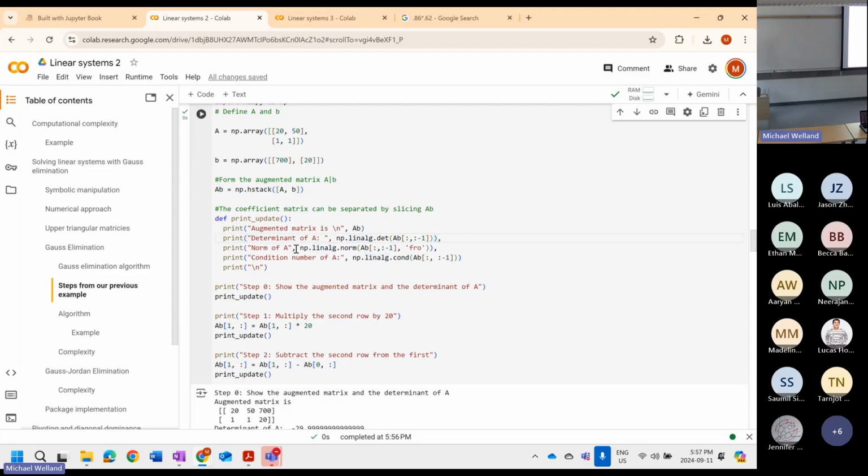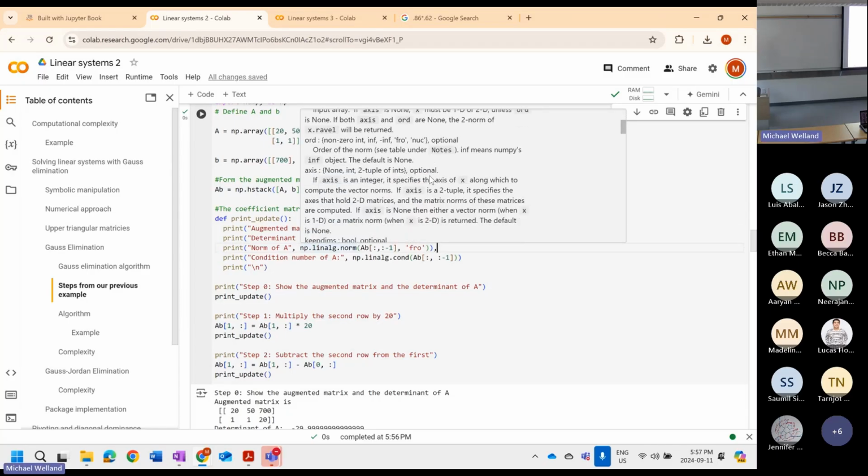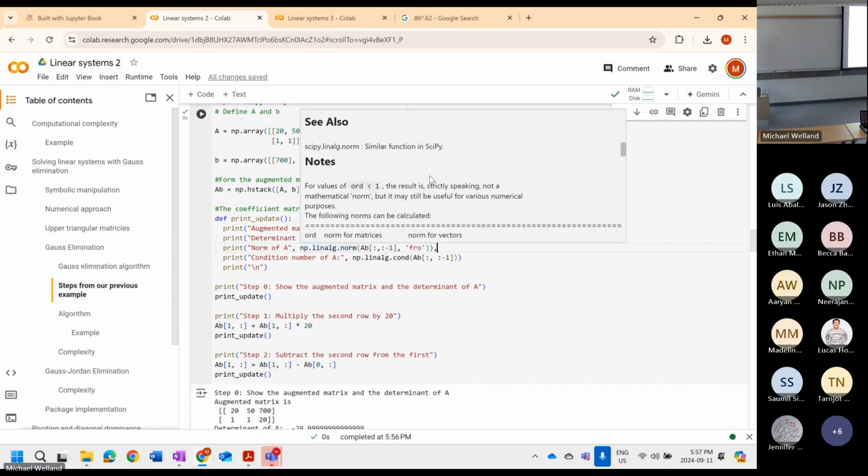Determinant of A: np.linalg.det. What do you think that does? Good. Norm, right? It's this easy. Okay, norm is not that easy because there are several different types of norm. If you're in Colab, I actually think it'll automatically pull up the documentation. It gives you different options for how to do these norms.